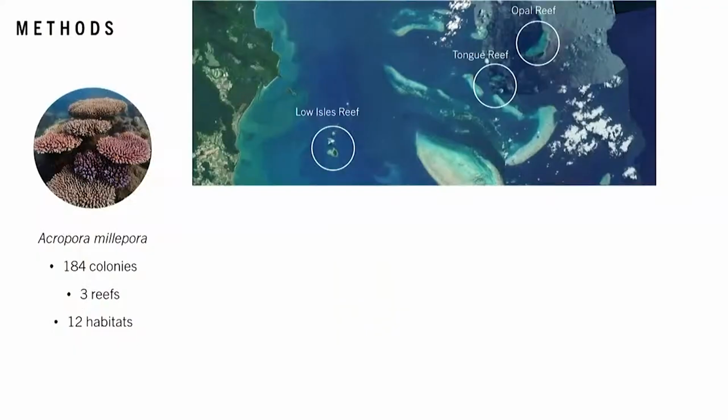So to do this work, we collected 184 Acropora and Millepora fragments from 3 reefs and 12 sites across the continental shelf of the Great Barrier Reef, just north of here near Port Douglas. And we selected these sites because their cross-shelf location promotes a diversity of environmental conditions.